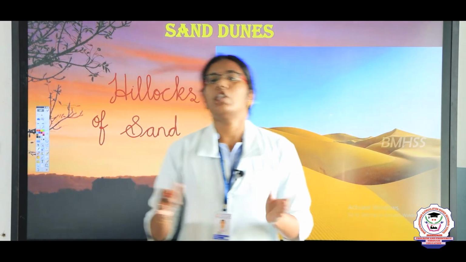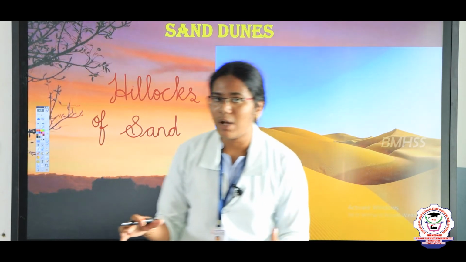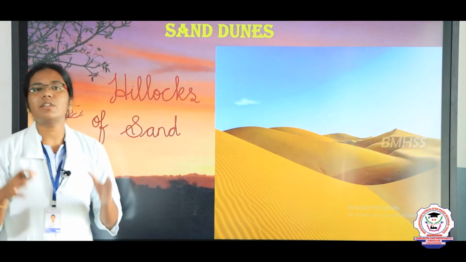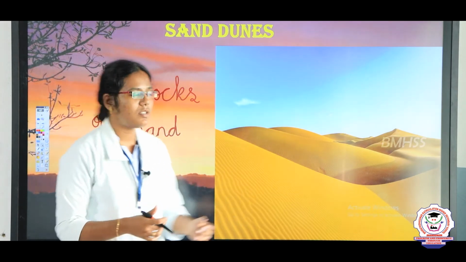Saudi Arabia is almost a flat land. It is a desert area only. You can see plateau regions also. So Saudi Arabia is almost a plateau region and here we can see sand dunes.